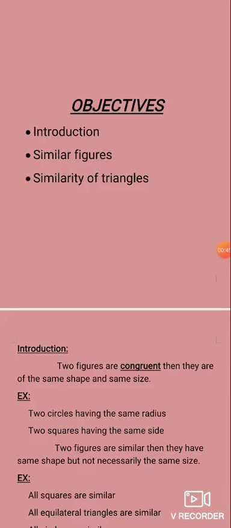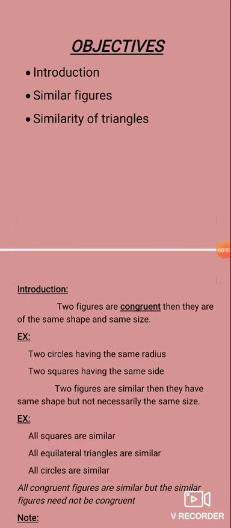Now the next point: if two figures are similar, then they are of the same shape but not necessarily the same size. Examples: all squares are similar, all equilateral triangles are similar, and all circles are similar, but these are not congruent. So all congruent figures are similar, but similar figures need not be congruent.